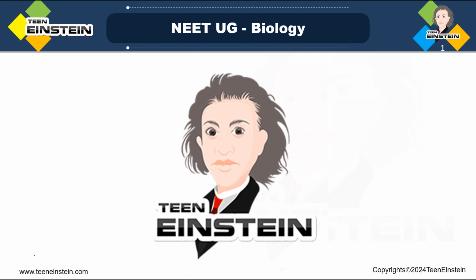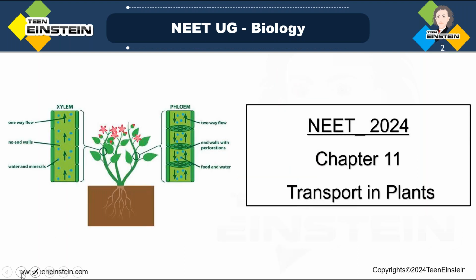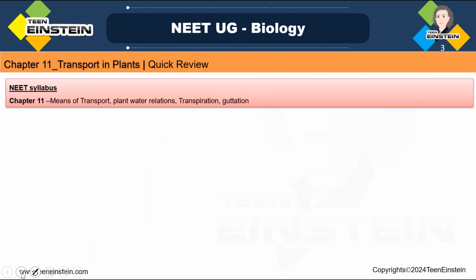Hello students. So now we are learning about transport in plants. It's the 11th chapter in the NEET 2024 syllabus. They have included the means of transport, plant water relations, transpiration, guttation, all these points you have to learn.